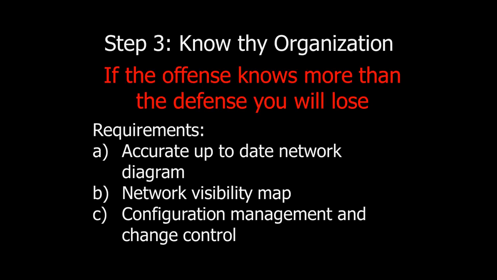Now, question, if the adversary's network diagram is 95% accurate and yours is 50% accurate, you don't even have a chance. Right? It's not going to be happening. Right? You're not going to win there. So you need to understand what's in your organization. This is what I call the foundational components. In my opinion, there are three things you must have.